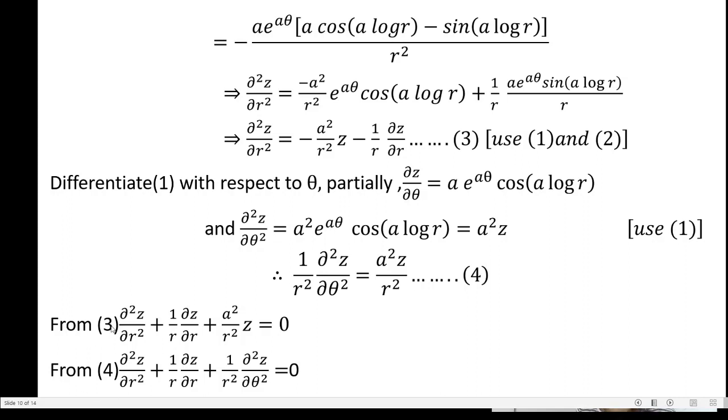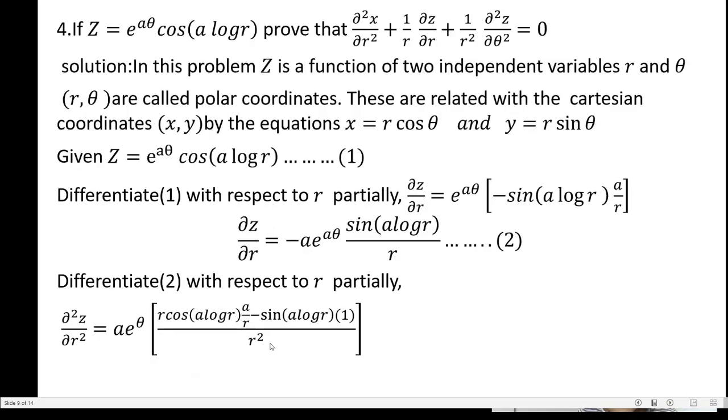From equation 3, I shift this to the left hand side: ∂²z/∂r² plus 1 by r into ∂z/∂r plus a² divided by r² into z is equal to 0. From equation 4, ∂²z/∂r² plus 1 by r into ∂z/∂r plus 1 by r² into ∂²z/∂θ², since this term can be written as a² z by r², is equal to 0. So this is the required result.